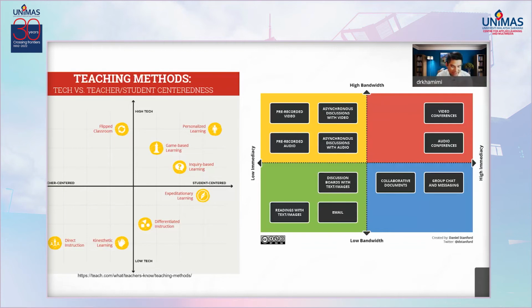On my right side, because some of the lecturers complain about low bandwidth: if you have low bandwidth, you can choose reading text, email, discussion boards, collaborative documents, and group chat and messaging. If you have high bandwidth, a very good Maxis broadband, a very good Unifi, and you want very low immediacy, you can use pre-recorded audio, asynchronous discussion with audio or video, and pre-recorded video.